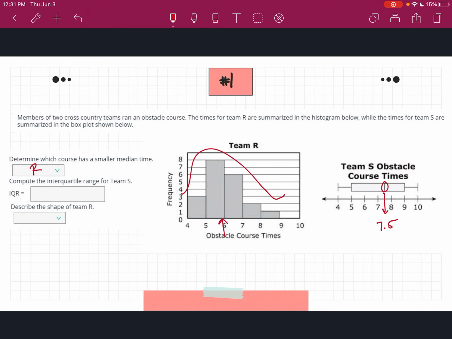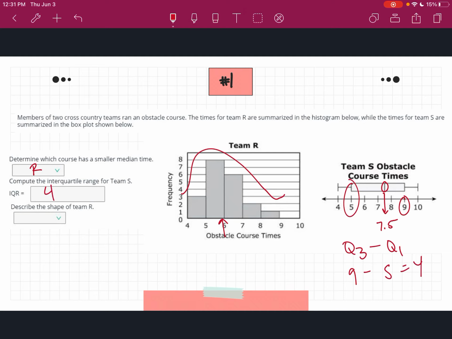All right, compute the interquartile range for Team S. So the IQR is your Q3 minus your Q1. It's the length of the box. So Q3 is here at 9. Q1 is here at 5. So your IQR is 4.